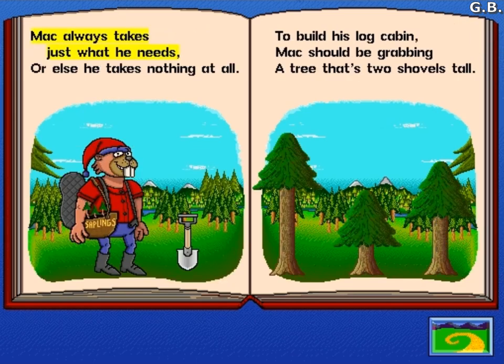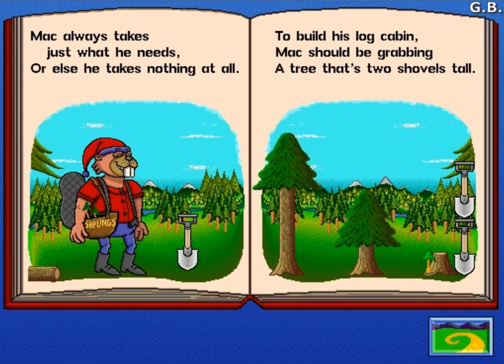Mac always takes just what he needs, or else he takes nothing at all. To build his log cabin, Mac should be grabbing a tree that's 2 shovels tall. Grab the shovels and move them next to the trees. Now that you've measured from bottom to top, click on the tree and watch as I chop! That is it! This one's for you! You did it! Turn the page!